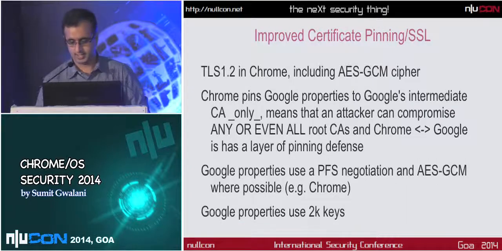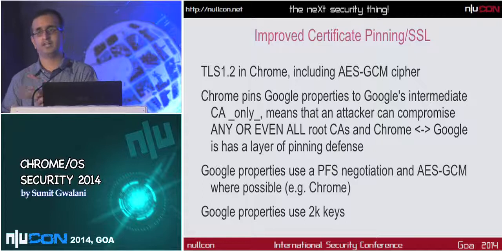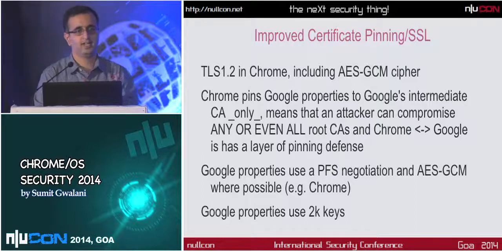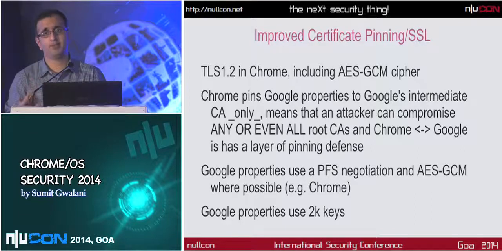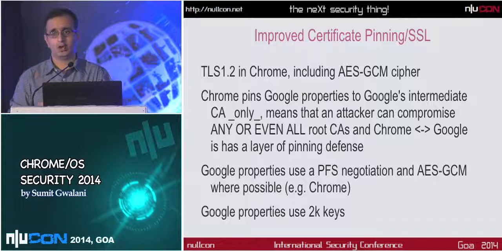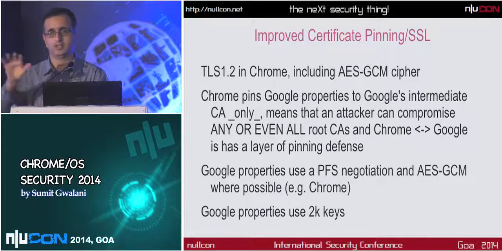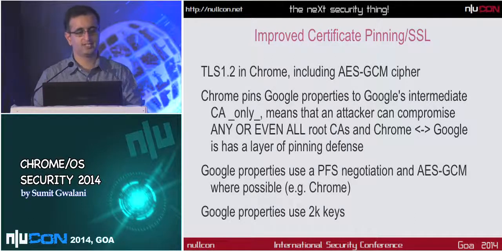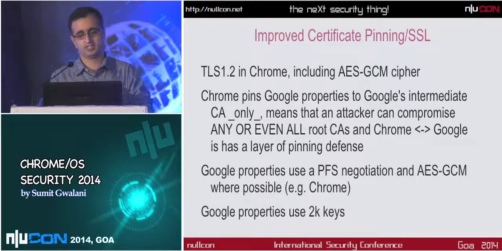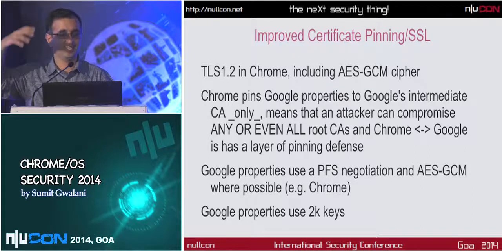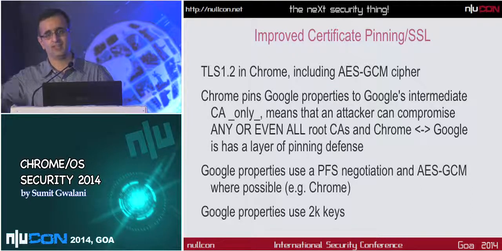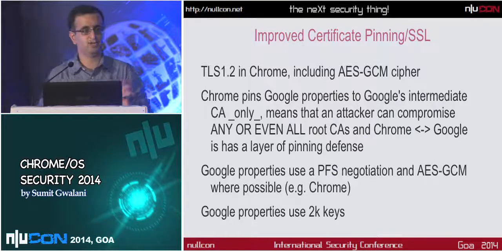So the next one is improved certificate pinning in SSL. I talked about stuff that we had done in the past with HSTS, and we also had pinning. So you could actually say that only these 2-3 root CAs are valid for a particular domain. But what we were worried about, especially when you're accessing Google services, is what happens if my root CA gets compromised, right? We have seen that, right? We saw that in Iran and a couple of other countries where the root CA was compromised.